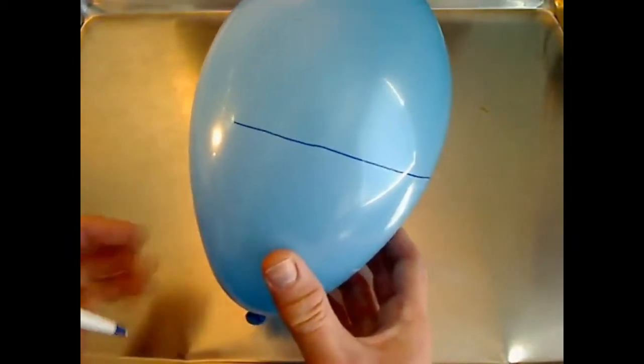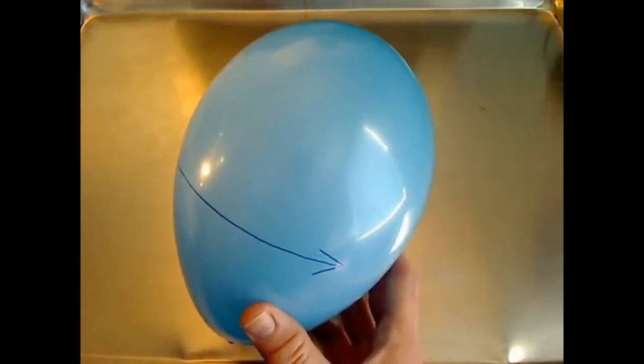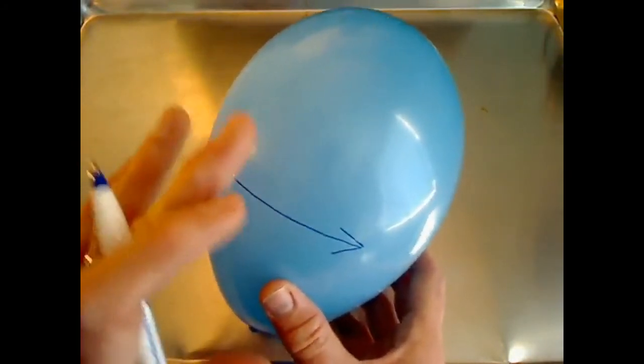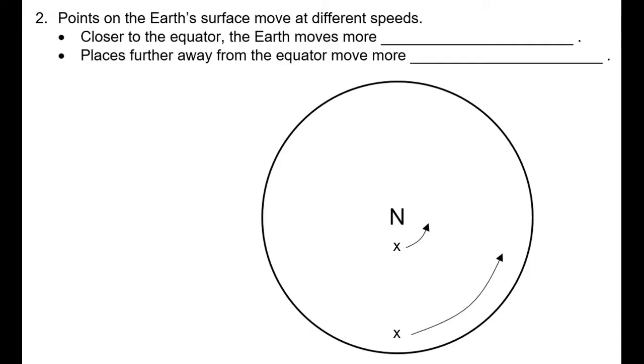That's a day. Okay. The next thing on the lab sheet is asking about the different speeds of different places on the planet. This all plays together to create this Coriolis effect, so bear with me. Now this next question says, points on the Earth's surface move at different speeds. That's a fact, and as we go through this, you'll see what I'm talking about. Closer to the equator, the Earth moves more something, faster or slower, and places further away from the equator move more something, faster or slower.